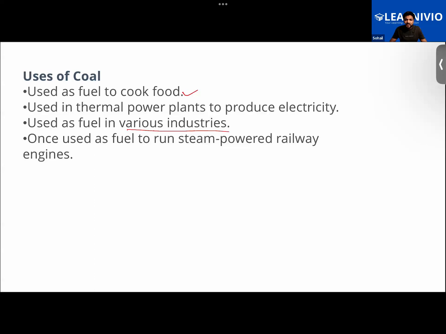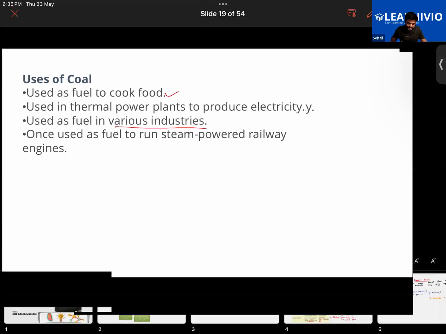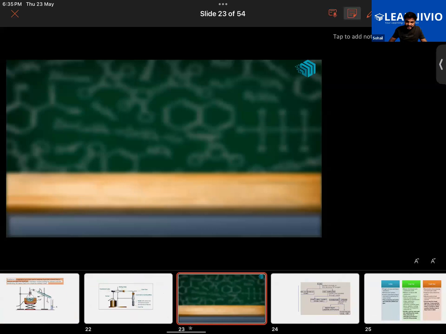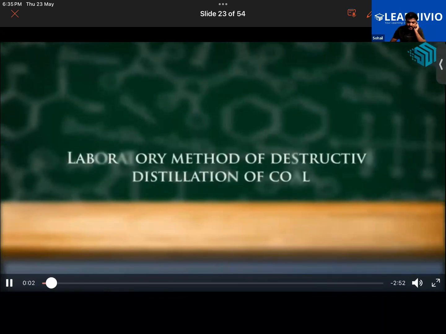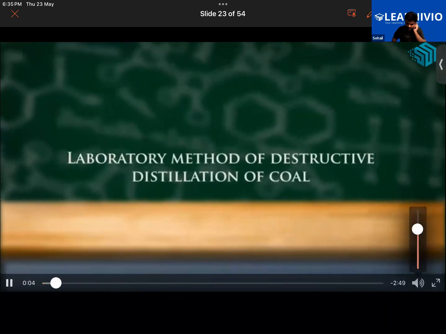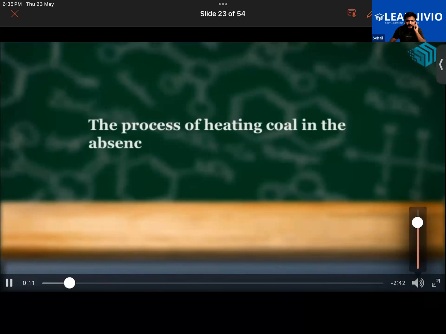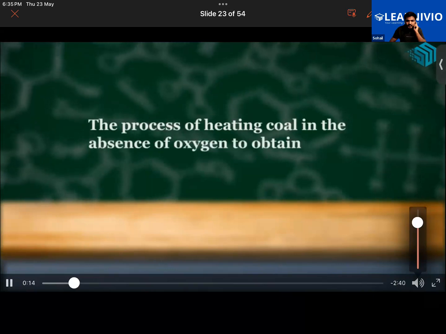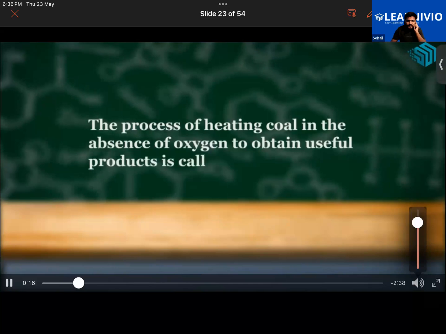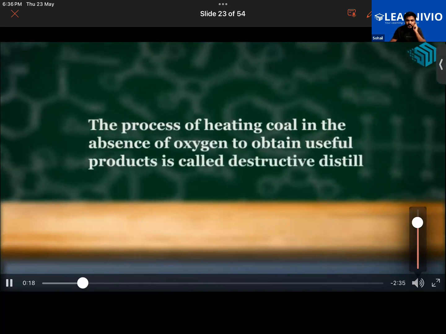Let us understand how it is being done with the help of an animation, this video. Let us try to understand this. Laboratory method of destructive distillation of coal. The process of heating coal in the absence of oxygen to obtain useful products is called destructive distillation of coal.